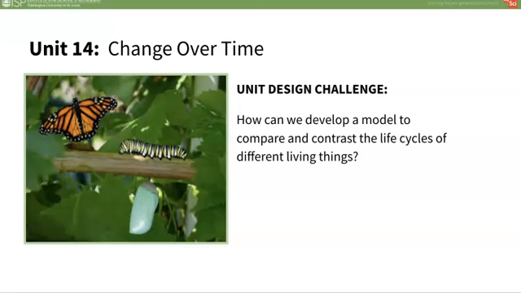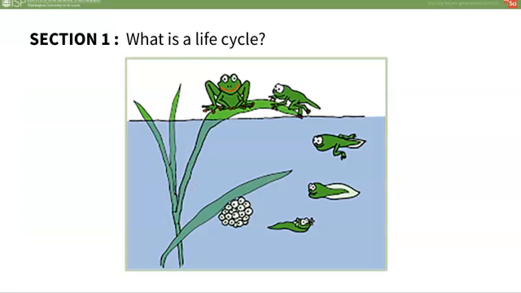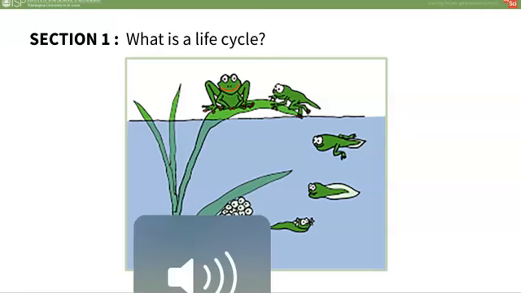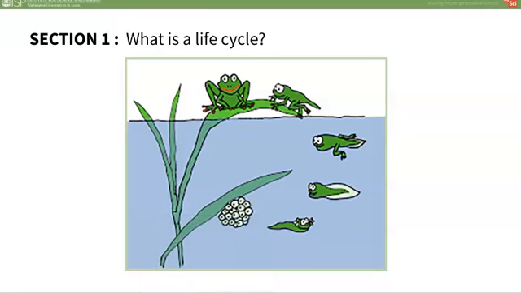Take some time to explain to students that they are going to be learning how both individual organisms and groups of organisms change over time. To begin, tell students, this unit is all about life cycles, how living things look, and how living things change over time. In this unit, we are going to answer the question, how can we develop a model to compare the life cycles of different living things?